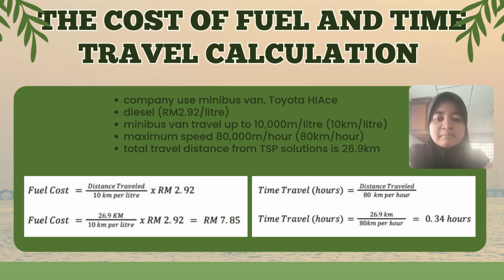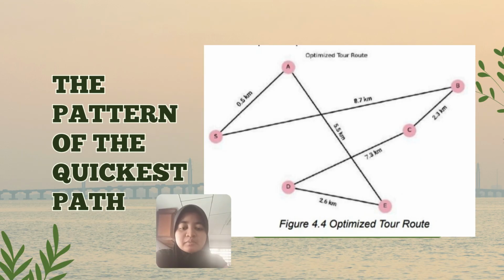And then we want to calculate the travel time at maximum speed. From the information given, the formula to calculate the travel time in hours is equal to the distance travelled divided by 80 km per hour. So we got that the result for travel time is 0.34 hours. This is the optimized route.